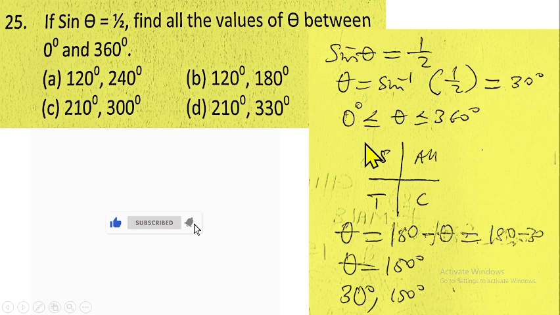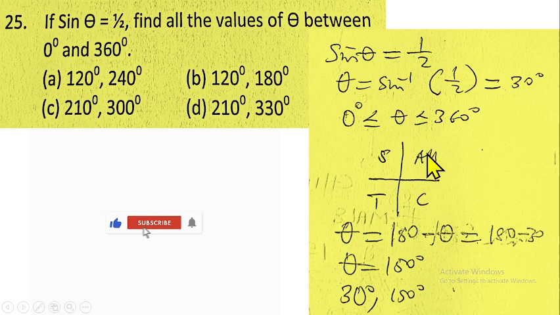So since we are told that the angle is between 0 degrees and 360 degrees, that means you have to use the quadrants. In the first quadrant, all are positive. In the second quadrant, sine is positive. And if you look at our sine, it is positive, so that means we don't need tan, we don't need cosine. So we need this one and this one.